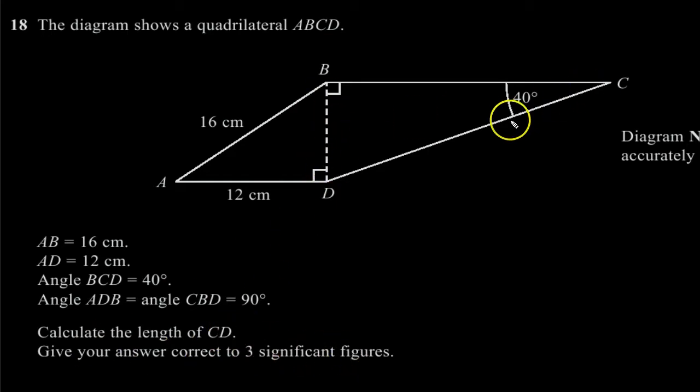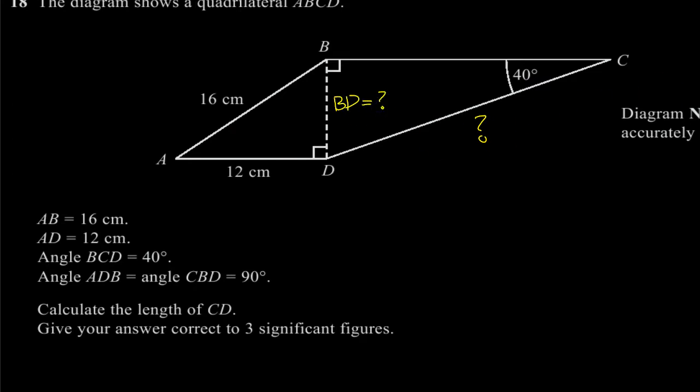Okay, so we need to work out this length here. And we've got an angle, and we should be able to use SOHCAHTOA to get this side, shouldn't we? But first of all, we're going to need this side, and we can use Pythag for that, can't we? So this is length BD. So that's what we want to work out now.